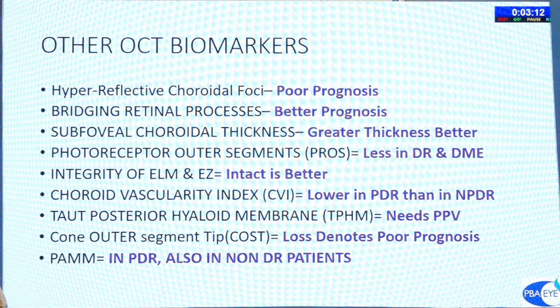So, other OCT biomarkers, there are plenty. I just put them in the slide. The HRF, hyperreflective choroidal foci, are related with poor prognosis. Bridging retinal processes usually denote better prognosis. Subfoveal choroidal thickness, greater thickness is better. Then PROS, or photoreceptor outer segments, are less in DR and CME, DME. Integrity of the ELM and ellipsoid zone, an intact zone, is better. Choroidal vascularity index, or CVI.